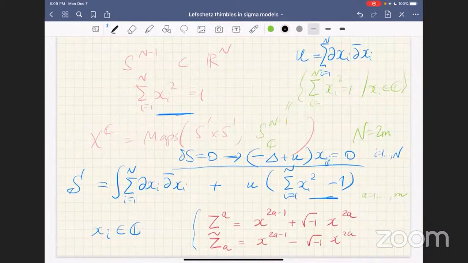Now, this can be represented using the embedding of the sphere in the vector space in a convenient form, using a Lagrange multiplier enforcing the constraint. So this is essentially the energy of the map into the flat space plus the Lagrange multiplier enforcing the constraint defining the sphere. And now in this form, it is trivial how to complexify the model. We just make X complex valued and U, the Lagrange multiplier, complex valued. We preserve the worldsheet to be a real two-dimensional torus.